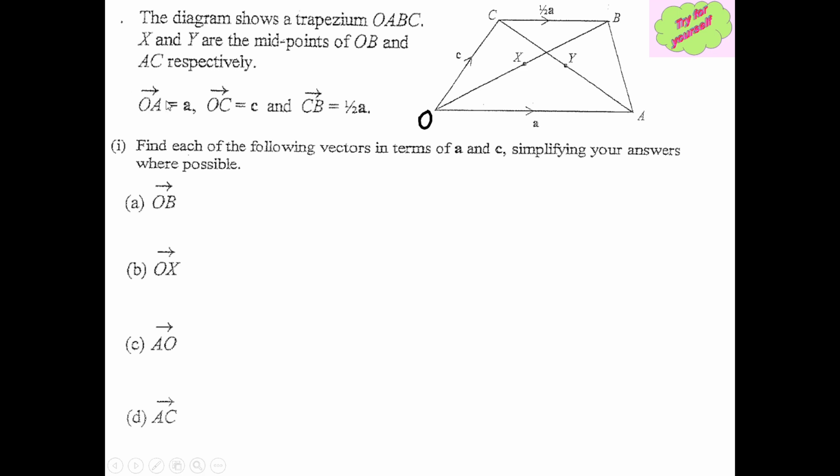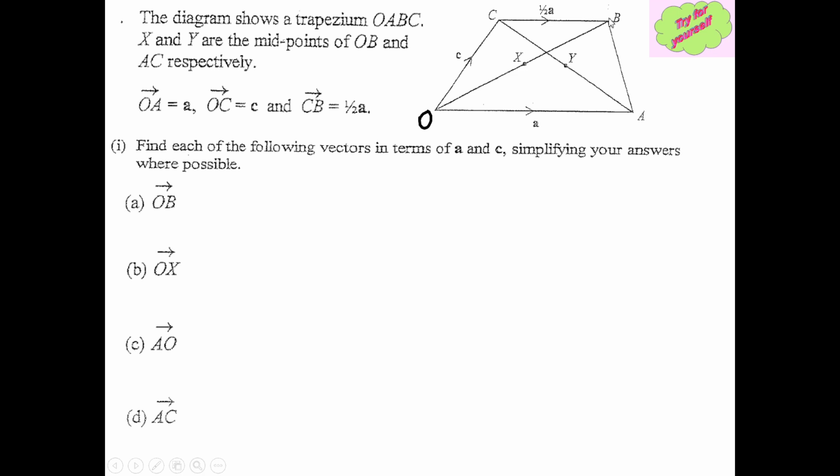The vector OA we'll label as being a. See here, OA, we've labelled it as being a. The vector OC, we've labelled it as being vector c, lowercase c, and the vector from point C to B, we've labelled as being half a. So that's something that's given in the question. Find each of the following vectors in terms of a and c, simplifying your answers where possible, like collecting like terms. So OB.